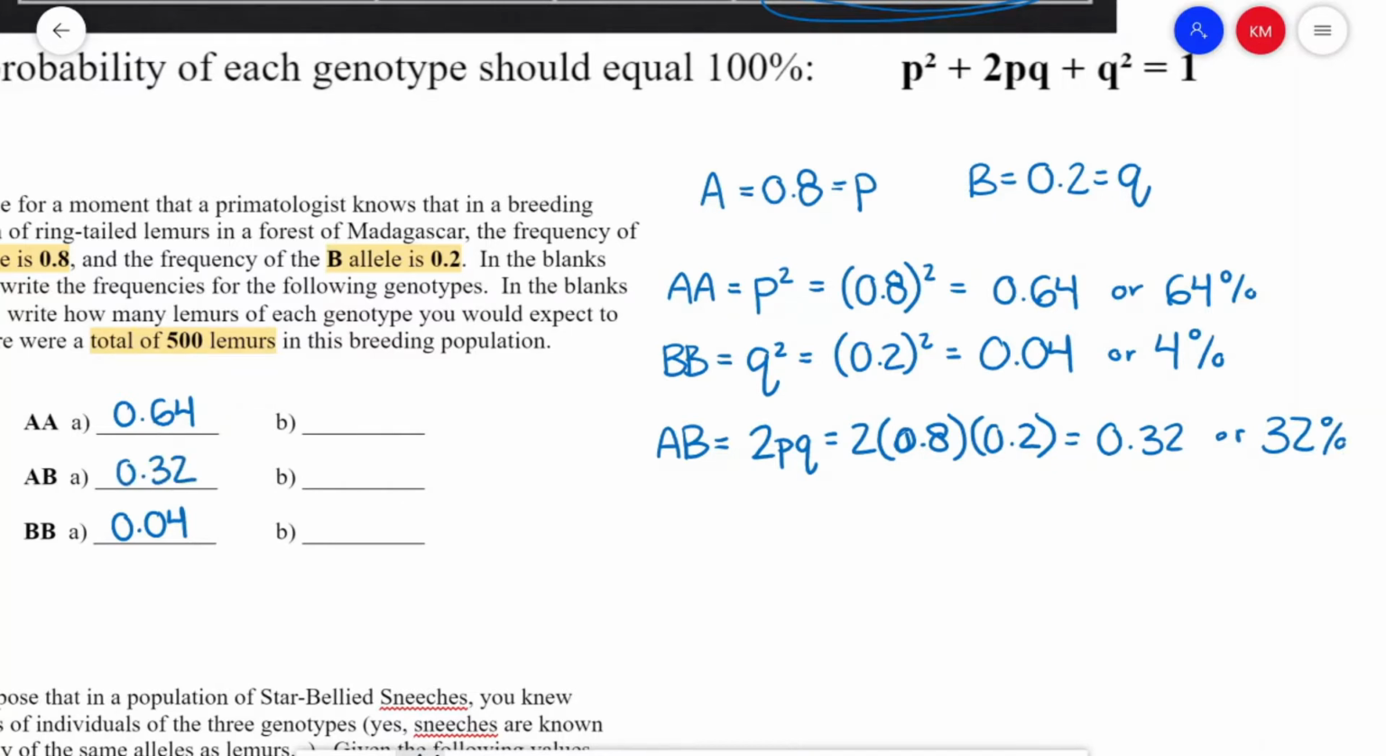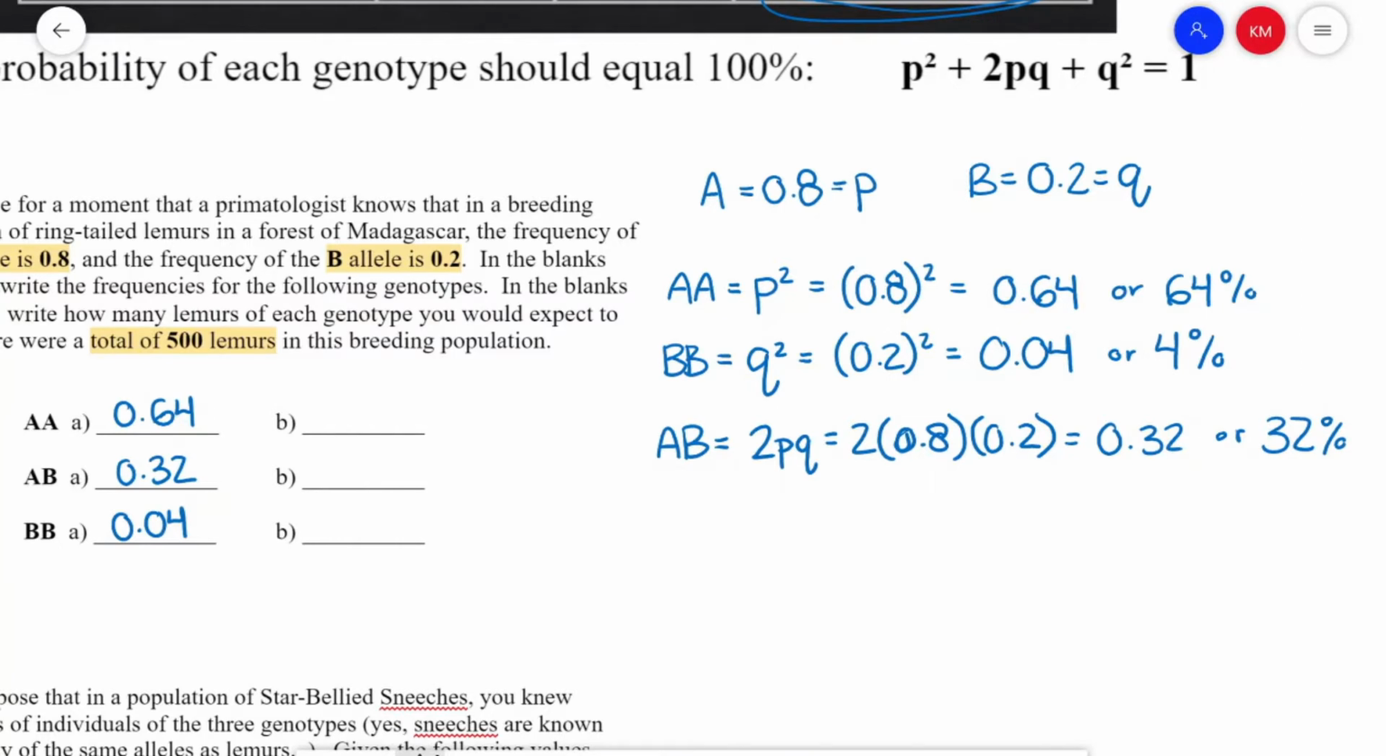0.32. One thing I like to do at this point is add up those numbers, because it should equal 1 or 100%. So if you add up 0.64 plus 0.32 plus 0.04, it should equal 1. And if it does, you know you've done your math right.